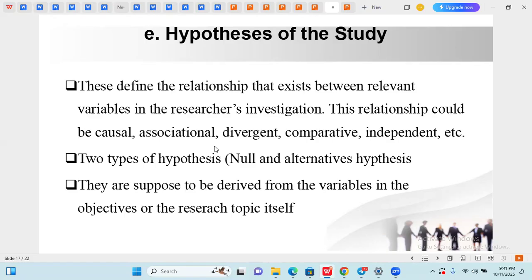You must have some techniques that are higher than descriptive analysis, and those techniques come under hypothesis testing. So you have two types: the null hypothesis and the alternative hypothesis. They are supposed to be derived from the variables in the objectives or the research topic itself. You must know how to put hypotheses together. It's very, very important.